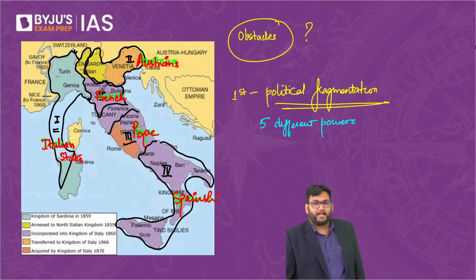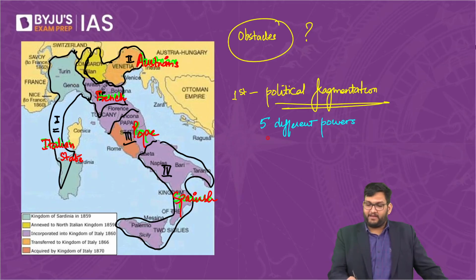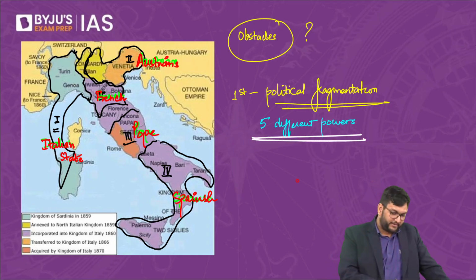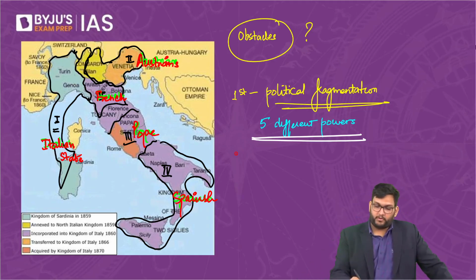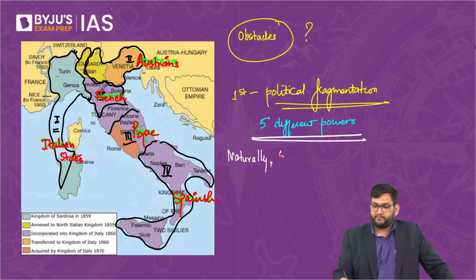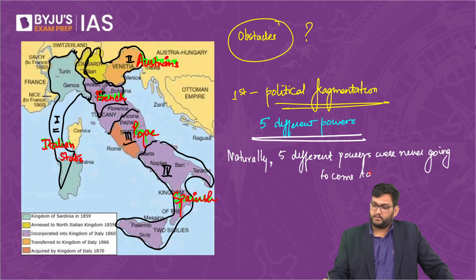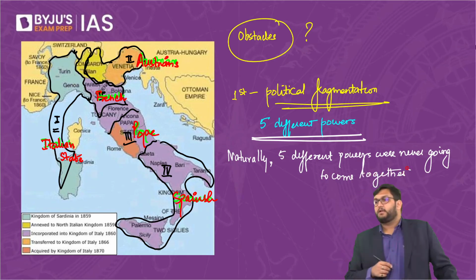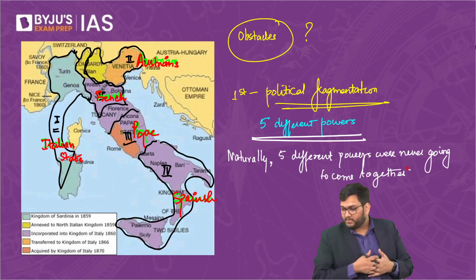So now I think you know the answer to the question I'm going to ask you. Is there any way 5 powers are going to allow the unification of Italy? No. So it was naturally very clear that 5 different powers were never going to come together. So we get the answer to the first question, that will they automatically come together? That is not the case.